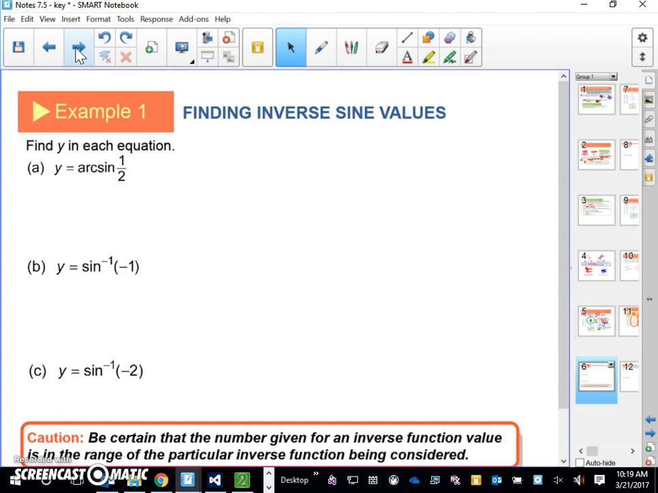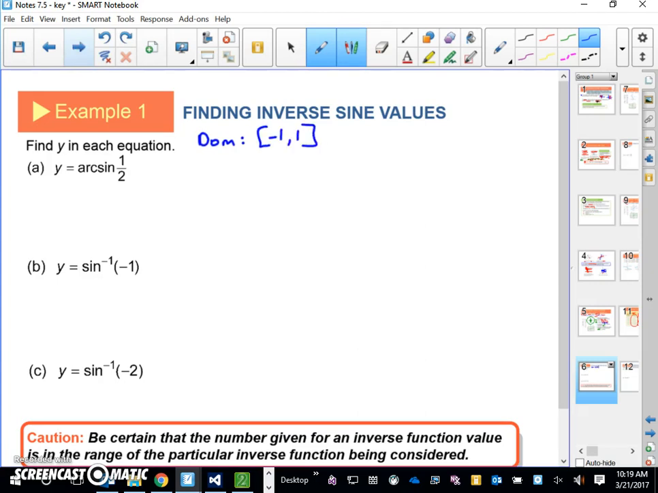So when we do these examples, the examples are really pretty quick. But it is important to keep in mind the domain and the range. So we just talked about that. The domain for inverse sine is from negative 1 to 1, and the range for inverse sine is from negative pi over 2 to positive pi over 2.